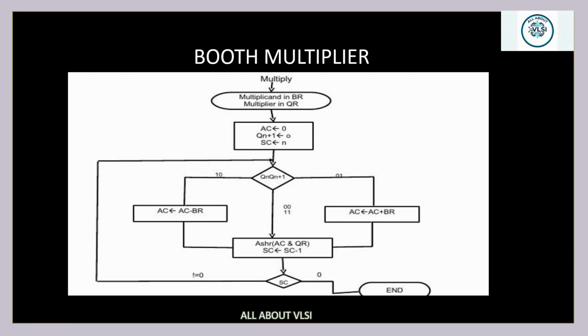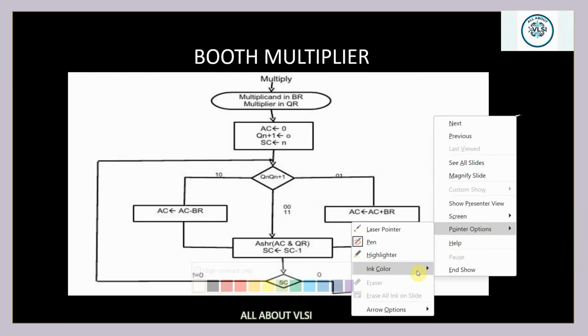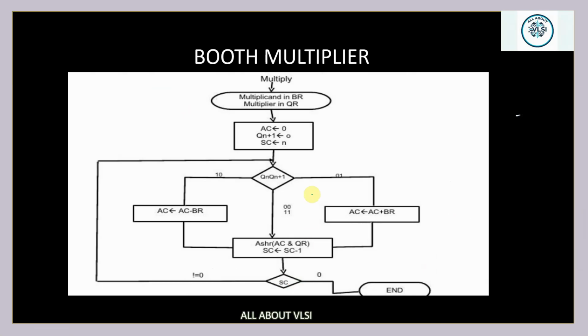In this particular course of computer organization, we are going to discuss the Booth multiplier. This Booth multiplier is used to perform multiplication between two signed numbers, right? First of all, let's see the flowchart of how this multiplication process happens. Next, let us try to understand this process with one example.